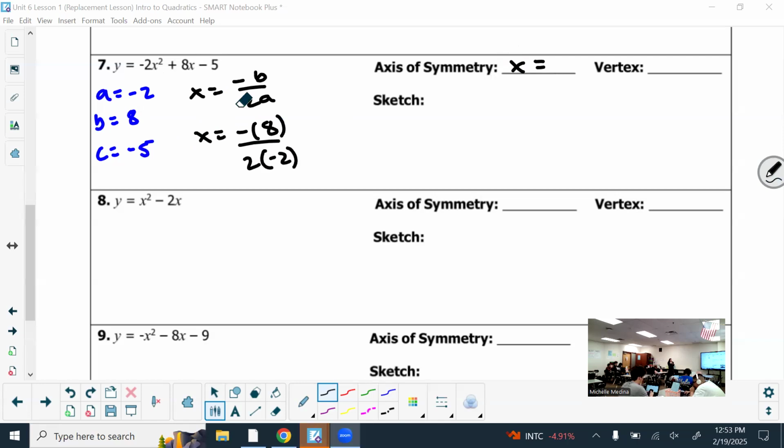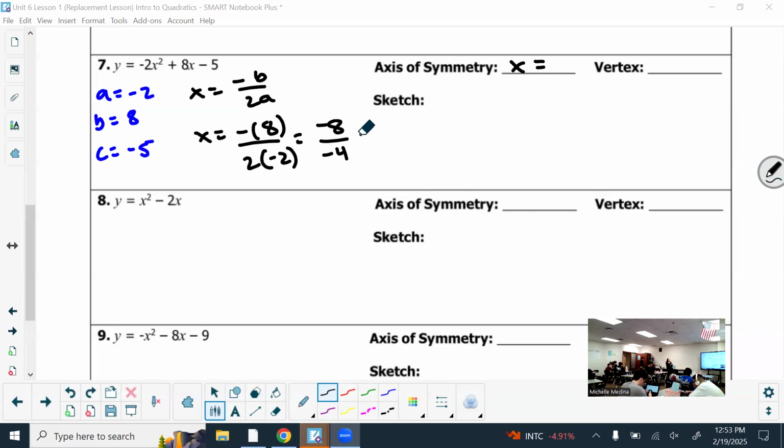I'm not trying to do anything fancy in this step. I would literally just plug it in exactly how it looks, and then clean it up after. Use a calculator if you need to. But I get -8 over 2 times -2, which is.